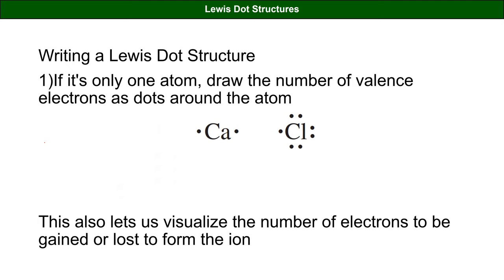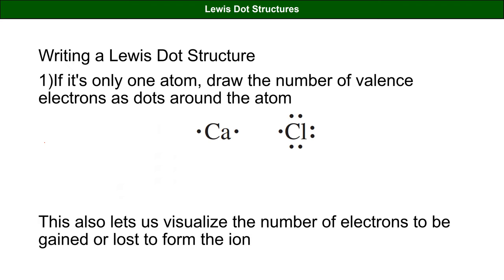But the problem with that is that it's assuming that each of them is going to follow what's called the octet rule. And the octet rule, at its most basic, is just the idea that elements tend to become more stable when they have a group of eight electrons around the outside, or eight valence electrons.